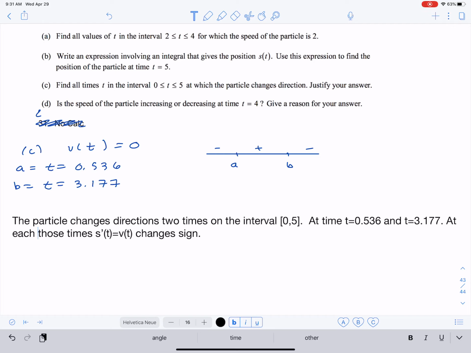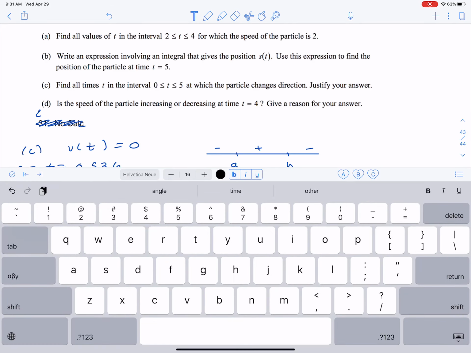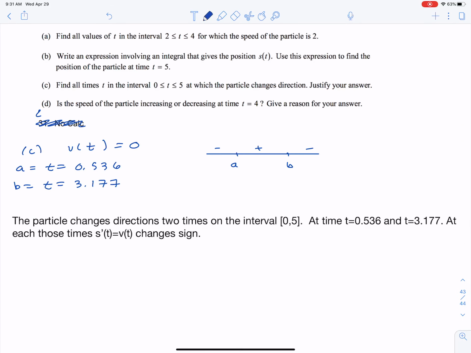Let's move on. Letter D. Is the speed of the particle increasing or decreasing at time t equals 4? So when we talk about speed increasing or decreasing, in order to look at that, you have to look at both the velocity and the acceleration.